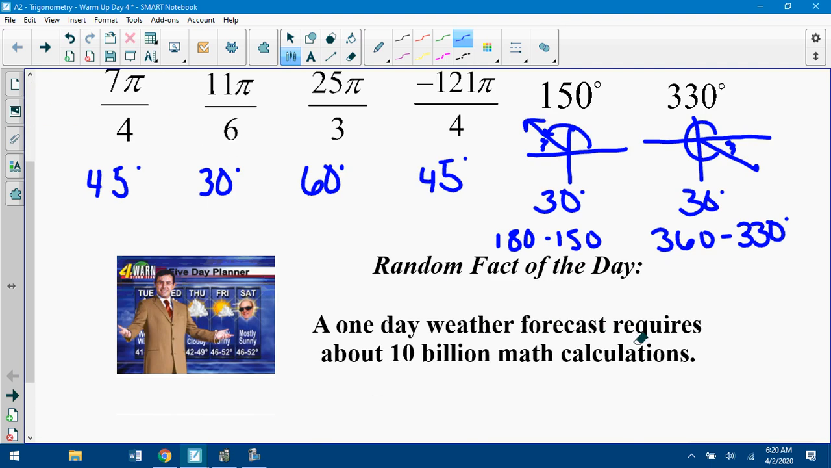Mathy random fact today: a one-day weather forecast requires about 10 billion math calculations. Math is life.